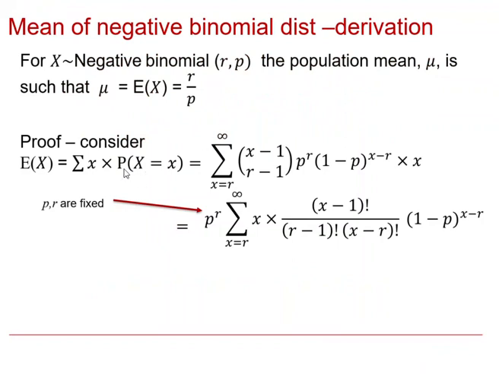proof we're going to consider the definition of E(X), and you can see here we have the summation x equals r. Remember, we must have at least r events before we can have r successes. And here we have the probability function multiplied by x. And the first simple step is to realize that p and r are constants and therefore can be factorized out of that summation.